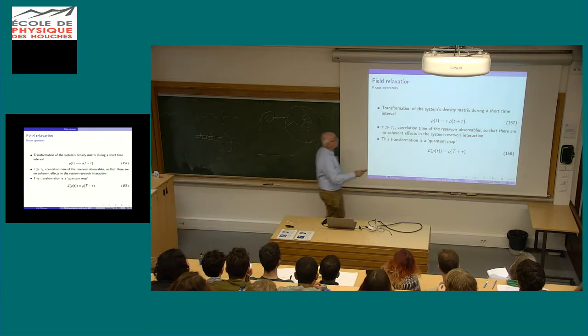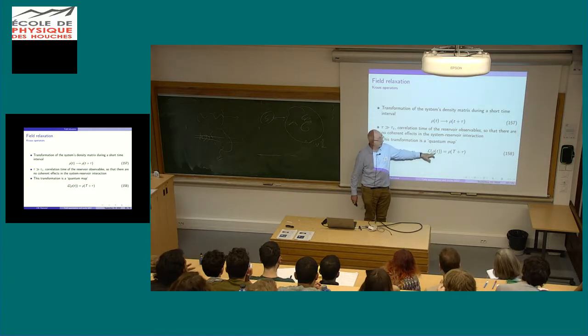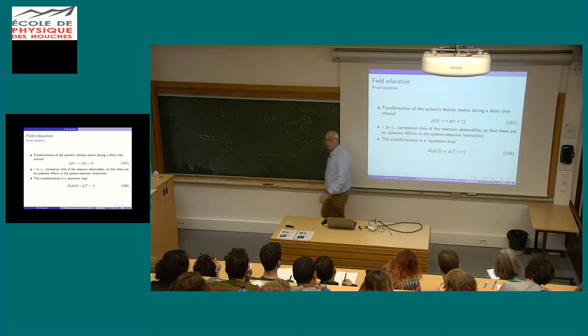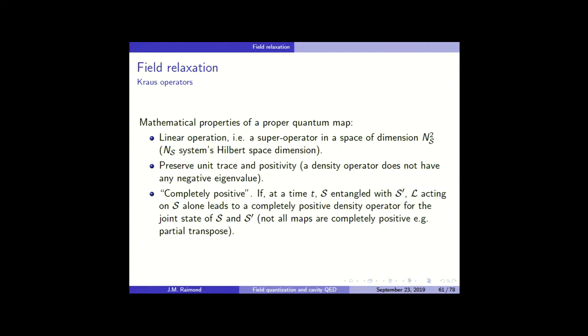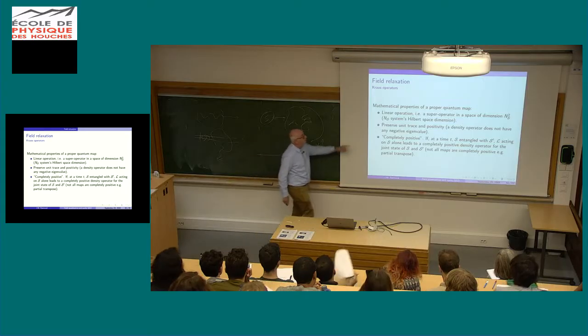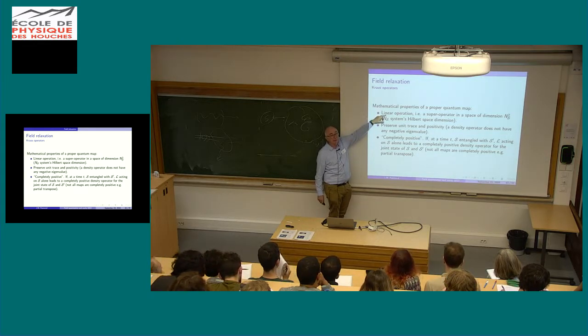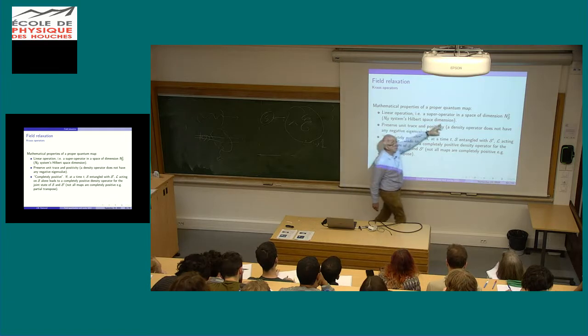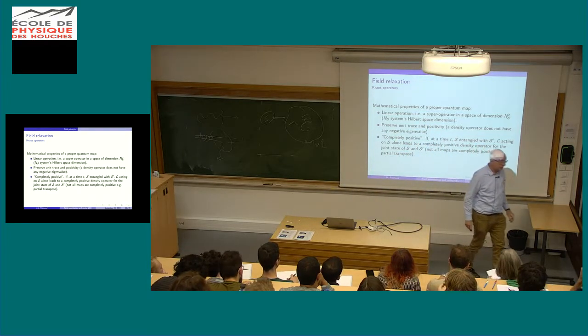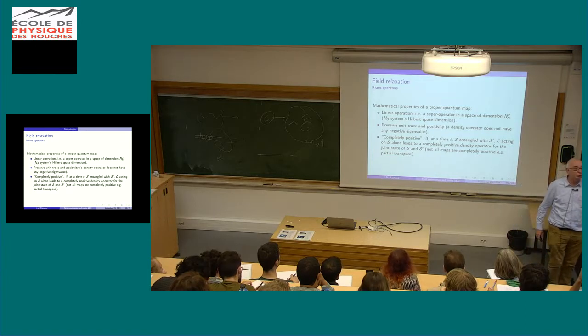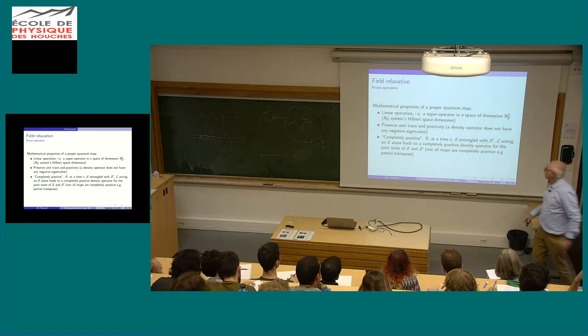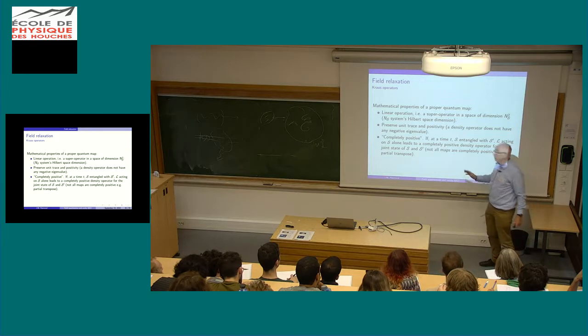And so the transformation from rho to rho prime is a quantum map. It's an operator, a super operator, that takes a density matrix and transforms it into another density matrix. A little bit of math, nevertheless. A proper quantum map is a linear operation. L acting on rho 1 plus rho 2 is L acting on rho 1 plus L acting on rho 2. It's a super operator in the space of the operators, which has dimension n squared, where n is the dimension of Hilbert space. So it's an n squared by n squared matrix. As long as I don't have to write it, it's okay.